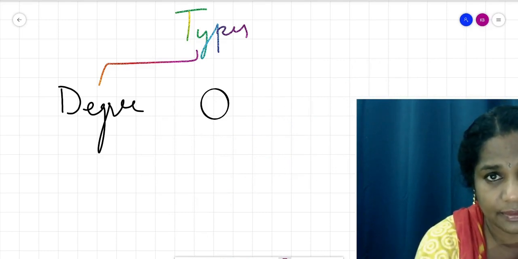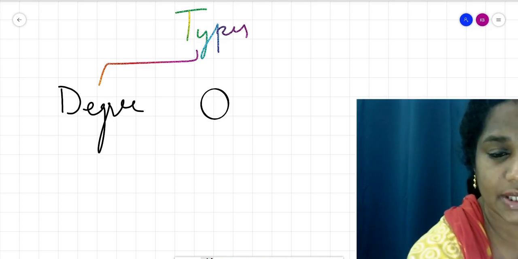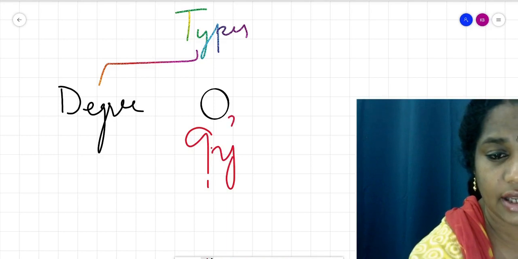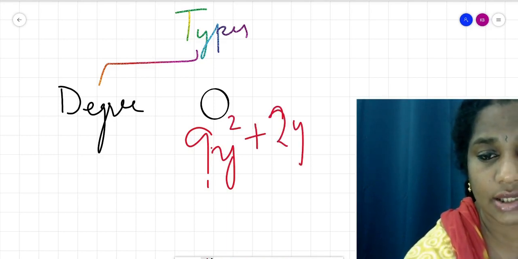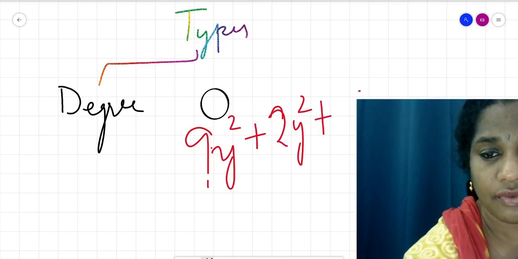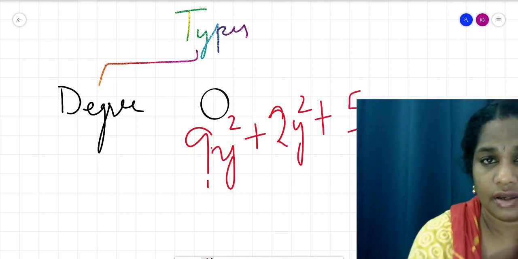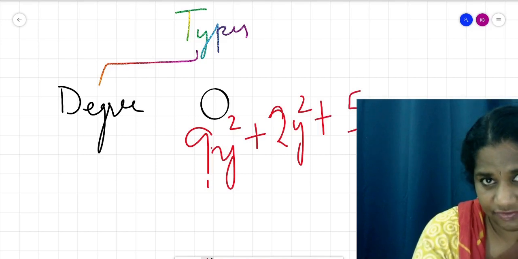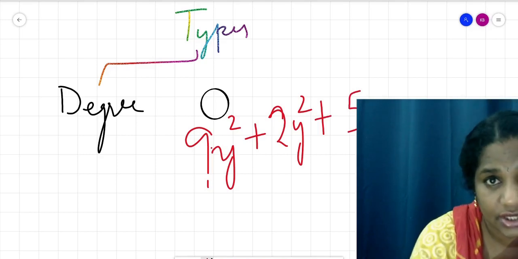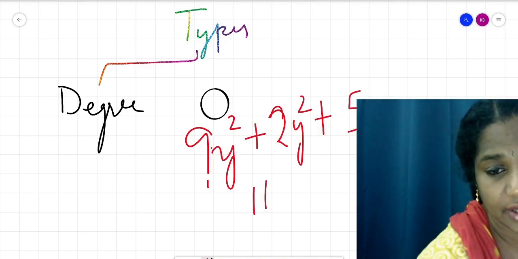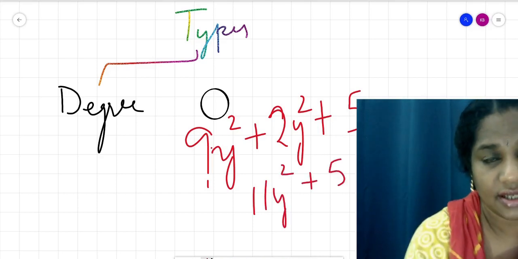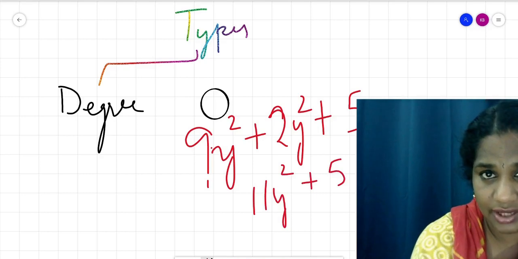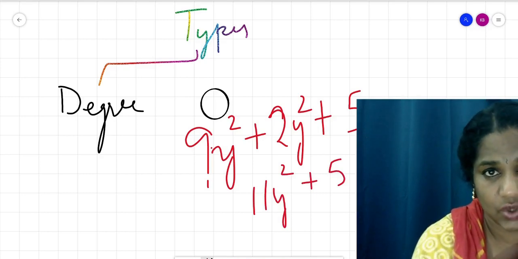Is it clear? Sometimes what happens is, just to confuse you, they will write 9y square plus 2y square plus 5. So you can further simplify it, don't you think so? This will become 11y square plus 5, right? So it is what? Binomial, and the degree is 2.